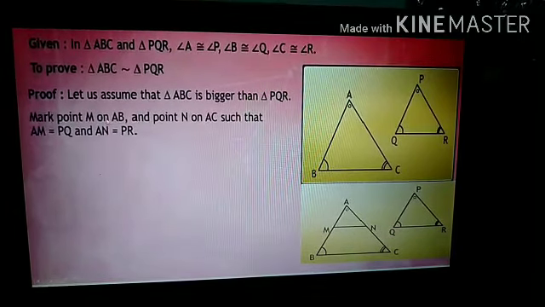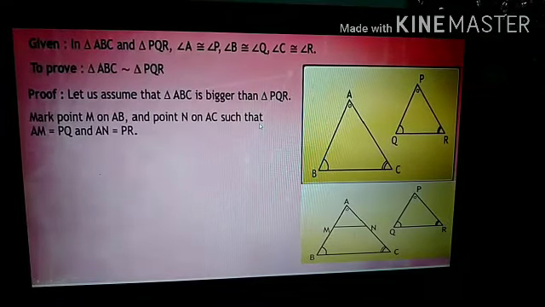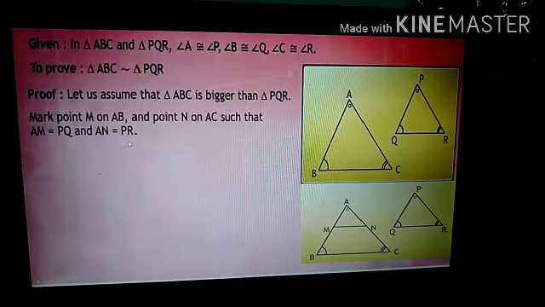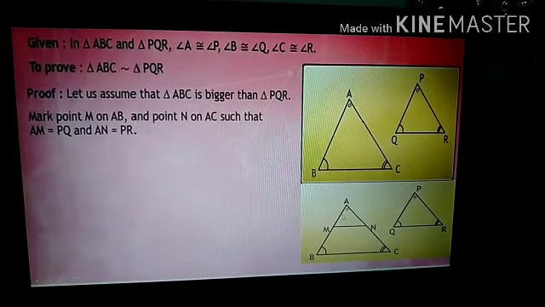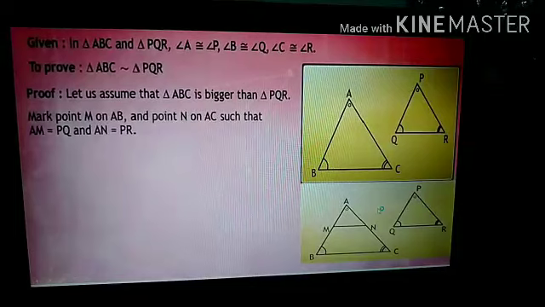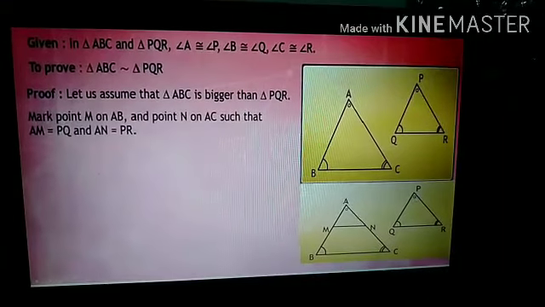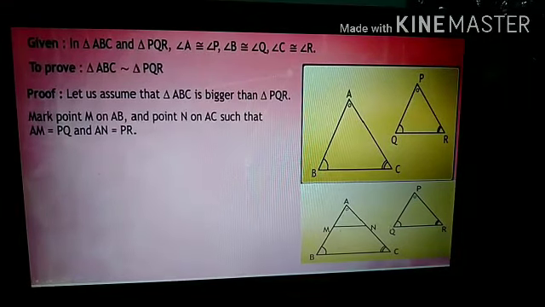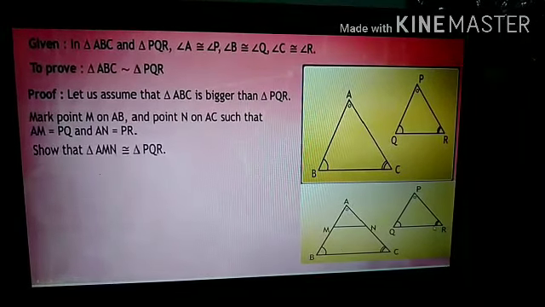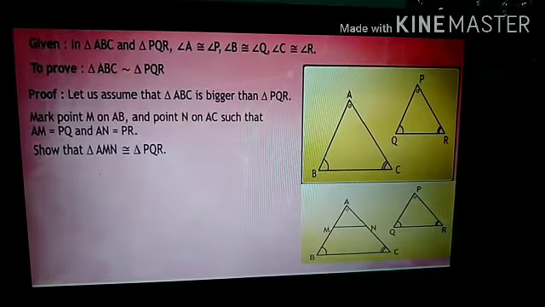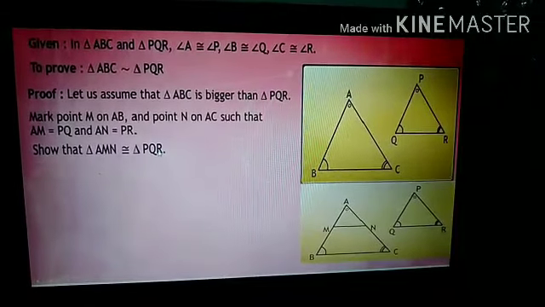So mark point M on AB and point N on AC such that AM is equal to PQ and AN is equal to PR. So as you all can see from the figure, since the sides are equal and the angle A is also equal to angle P, we can conclude that triangle AMN is congruent to triangle PQR. So we can show triangle AMN congruent to triangle PQR.